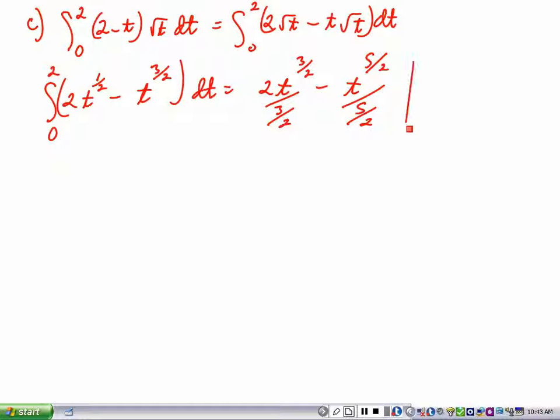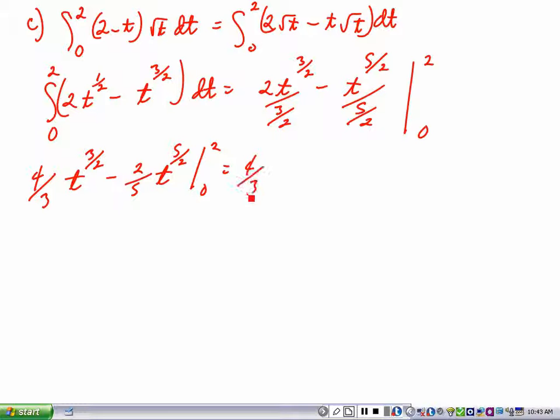And so we evaluate this from 0 to 2. Let's simplify that. This is 4/3 times t to the 3/2 minus 2/5 times t to the 5/2, evaluated from 0 to 2. So we have 4/3 times 2 to the 3/2 minus 2/5 times 2 to the 5/2 and minus 0.